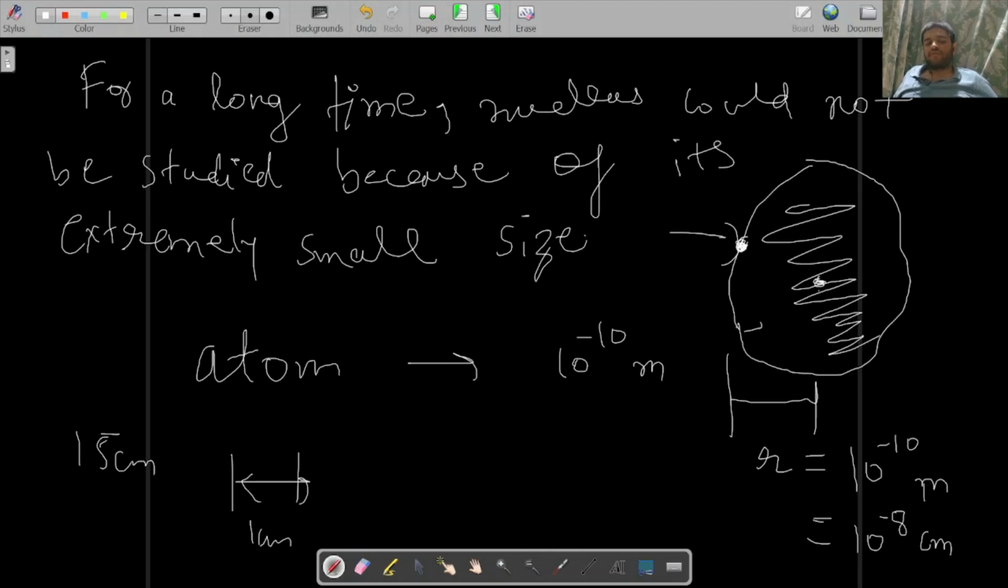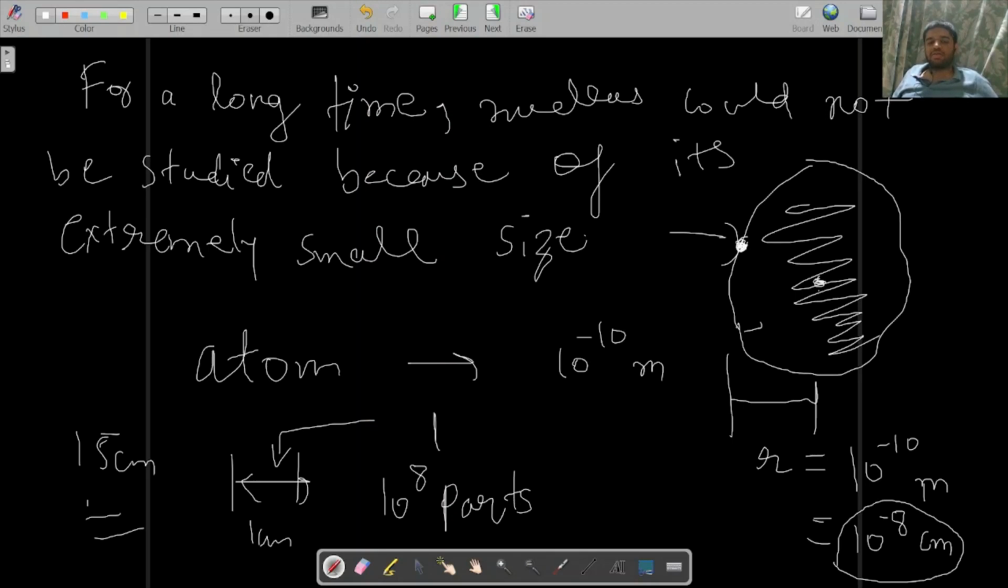So you take a 15 centimeter scale and take out 1 centimeter from it like this, okay. And that 1 centimeter, you cut into how many parts? In order to get 10 to the power minus 8 centimeter, you cut this 1 centimeter into 10 to the power 8 parts, okay. Now what does 10 to the power 8 parts mean? It means after 1 you will put 8 zeros. 1, 2, 3, 4, 5, 6, 7, 8. So these many parts you must make.